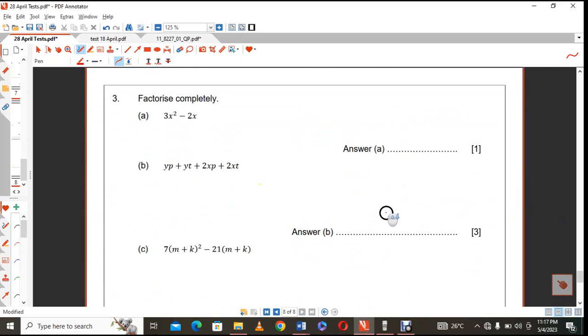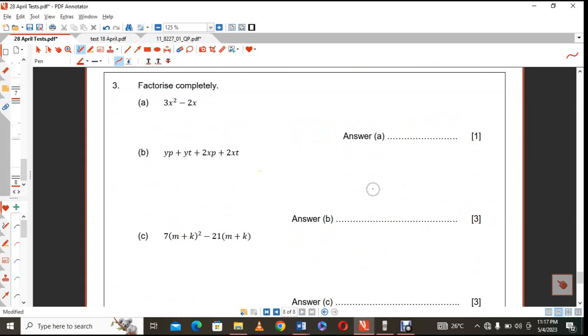Question 3, well, here is factorization. Part C is particularly juicy. So here you have got two terms, and you are going to write it in one term by taking out a common factor. And the common factor here is x, so x comes outside the bracket. Inside you'll have 3x minus 2.